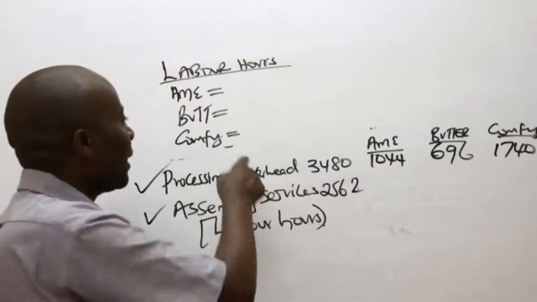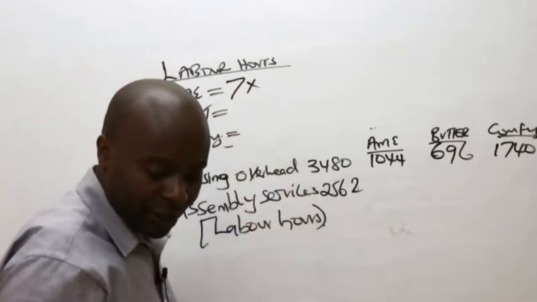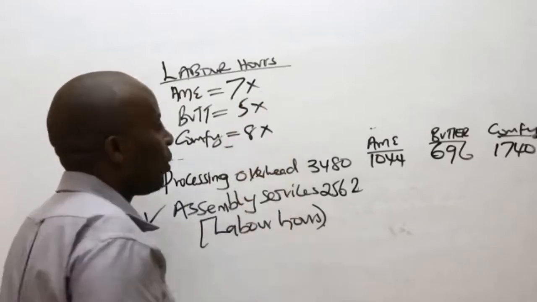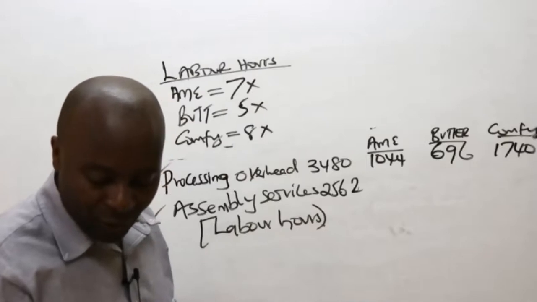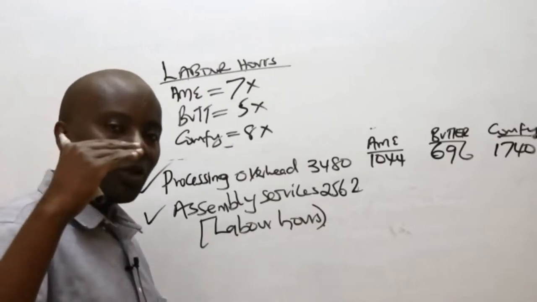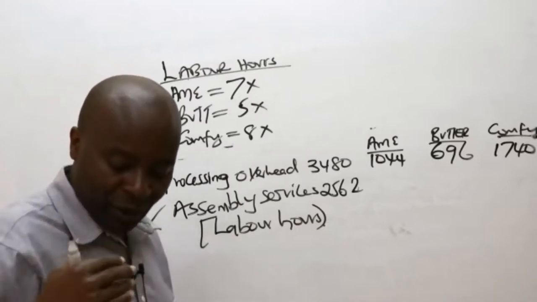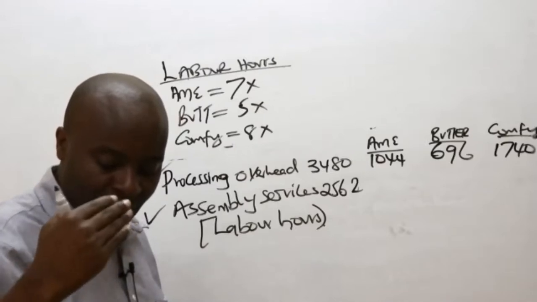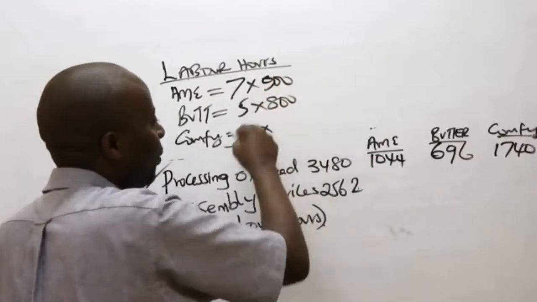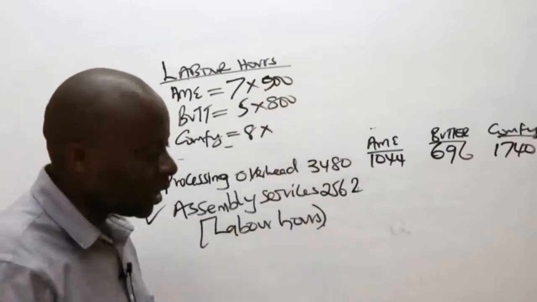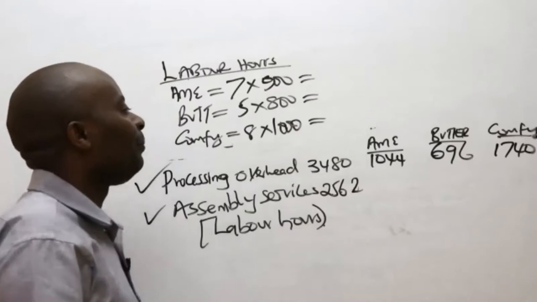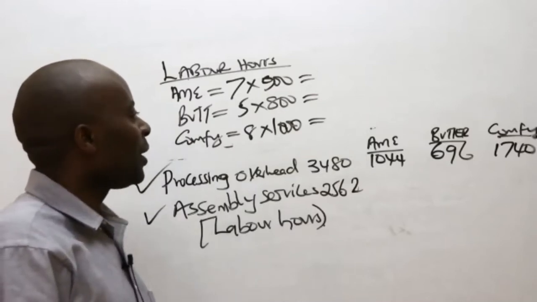So 7 times American, I can remember American. So we have 7, 5, and 8, times the outputs. American were producing how many? 900. You can see from that particular table, below the first paragraph, there's a table giving us information regarding production units. So American, they were 900. Butterfly, they were 800. And then comfy, we had 1,000. So could you kindly give us these figures very fast?